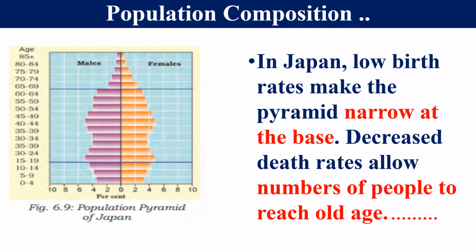And if we think about it, the decreased death rate allows a large number of people to reach old age. You can see that the pyramid is wide above 60 to 64. It means maximum people reach the age of 60 and they die after 60. This pyramid shows that the death rate of Japan is very low, right?